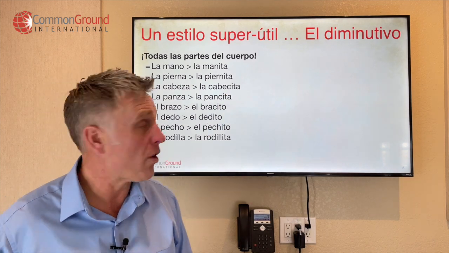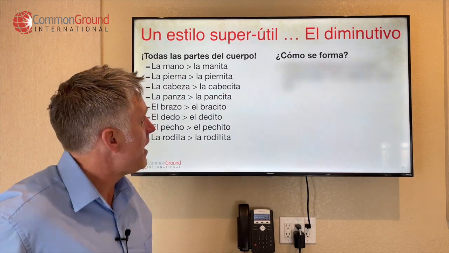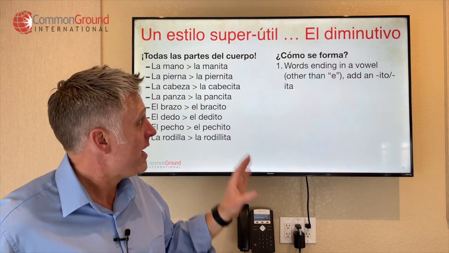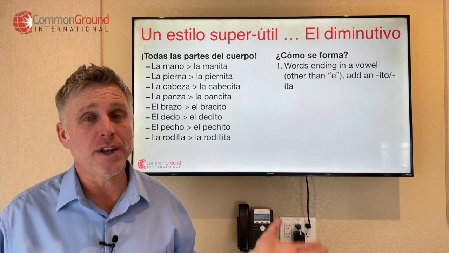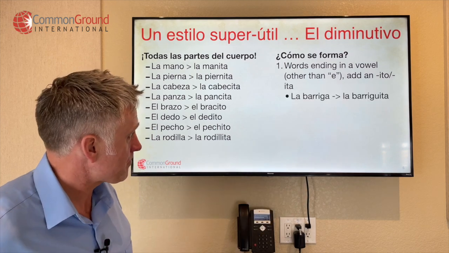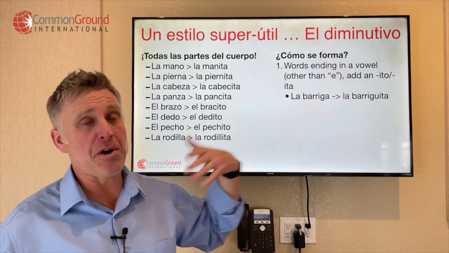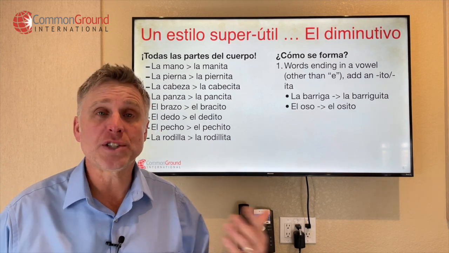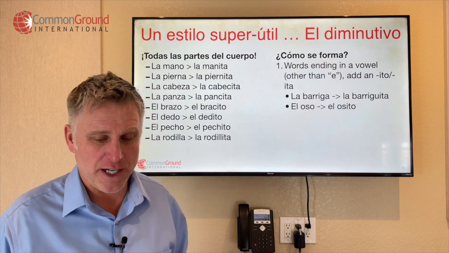on the end. So how do you form it? ¿Cómo se forma? Words that end in a vowel other than e, you add an ito or an ita to them. So like la barriga, la barriguita. El oso, bear, el osito. Like think of a teddy bear kind of thing.